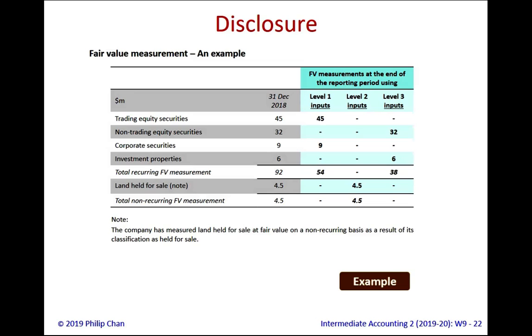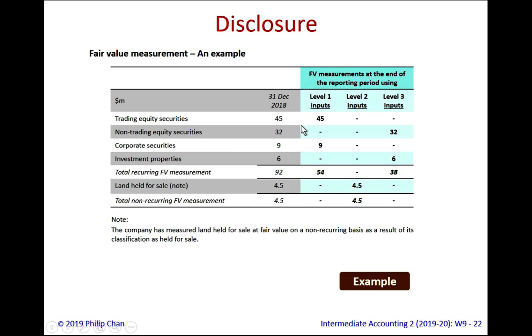Okay, finally, we'll look at disclosure. There were a couple of disclosure requirements prescribed under Hong Kong FRS to be disclosed for fair value measurements. So this is one of the disclosure examples. You can see that for each of the assets here, we have the trading equity securities, non-trading corporate securities, investment property, land held for sale, which is a non-current asset held for sale. And then we work out the fair value measurements, the figures that you report at the end of the financial period.